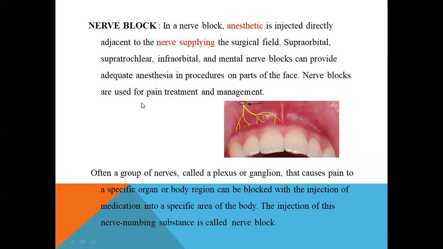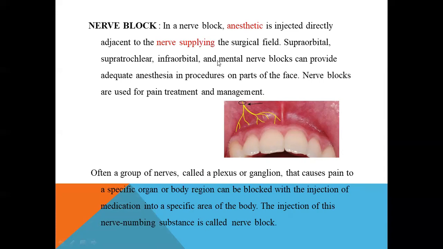Nerve block. In nerve block, anesthetic is injected directly adjacent to the nerve supplying the surgical field. Examples are supraorbital, supratrochlear, infraorbital, and mental nerve blocks, which can provide adequate anesthesia in procedures on a part of the face. Nerve blocks are used for pain management. Often a group of nerves is called a plexus or a ganglion.